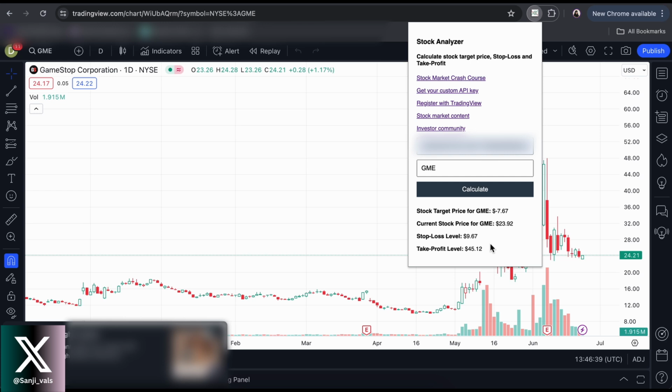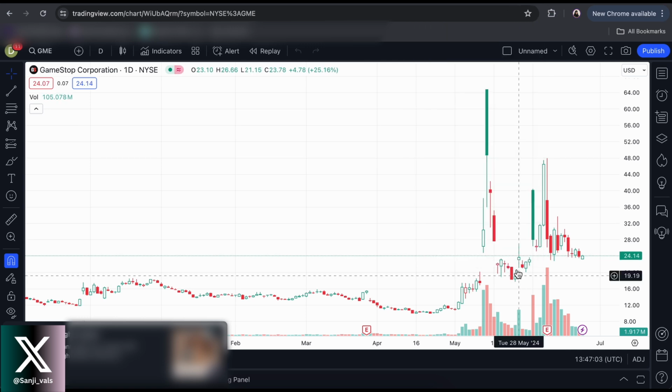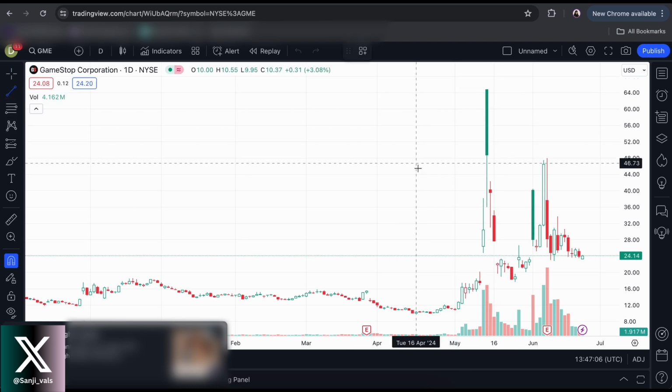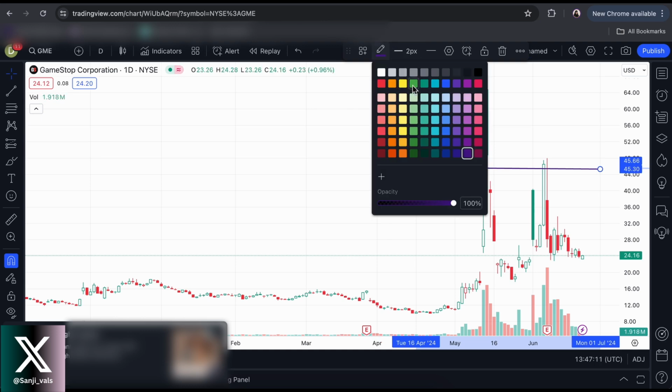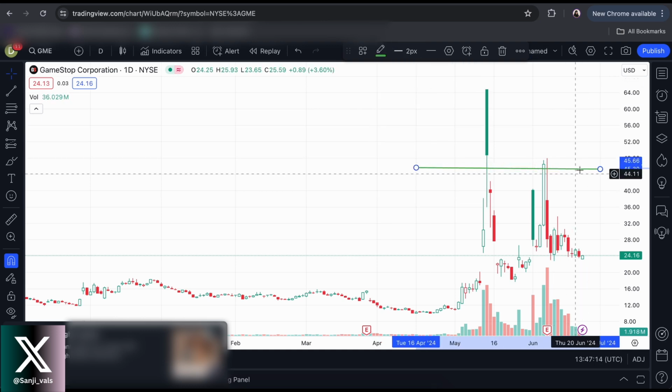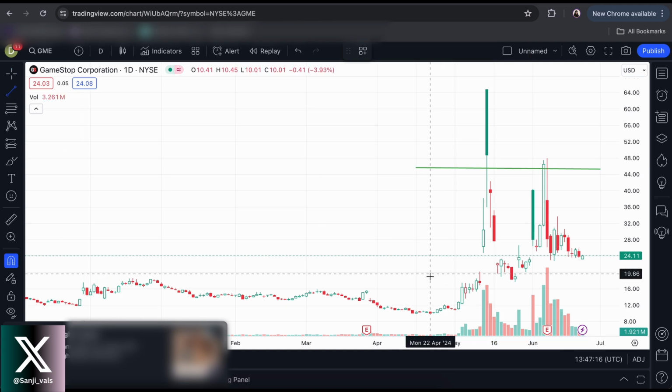The application takes the stock's volatility, or standard deviation, for 30 days, subtracts 2 standard deviations from the current price to get the stop loss, and adds 3 standard deviations to the current price to get the take profit. And since the stock is very volatile, as you can see on the graph, that's why it is showing you a very high range, 9 for stop loss and 45 for take profit. You can draw it over here. 45, this would be our take profit. Let's mark this line as green. You are selling at a profit over here, and the stop loss would be around 9.